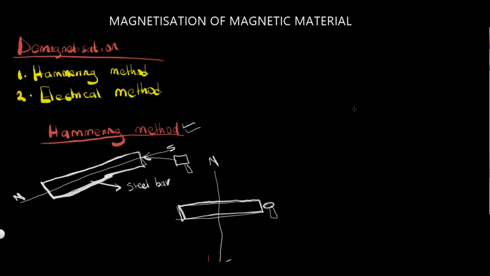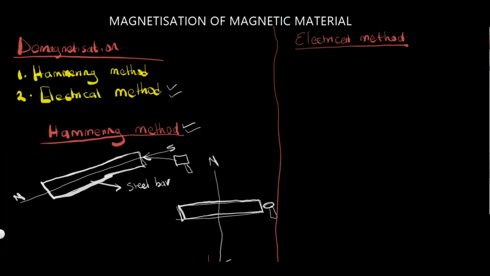Now the next method of demagnetizing a magnet is using the electrical method. How can you demagnetize a magnet using the electrical method? For the electrical method, remember, during the magnetization process, what we used to do is use a DC. So we were using a DC current or voltage.